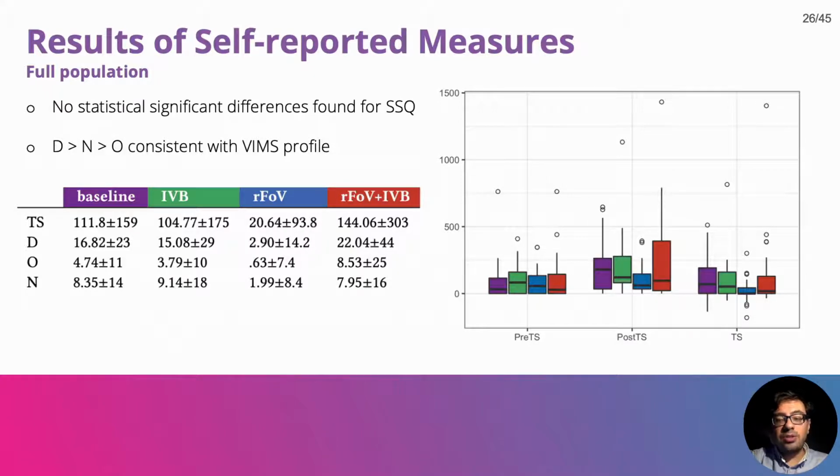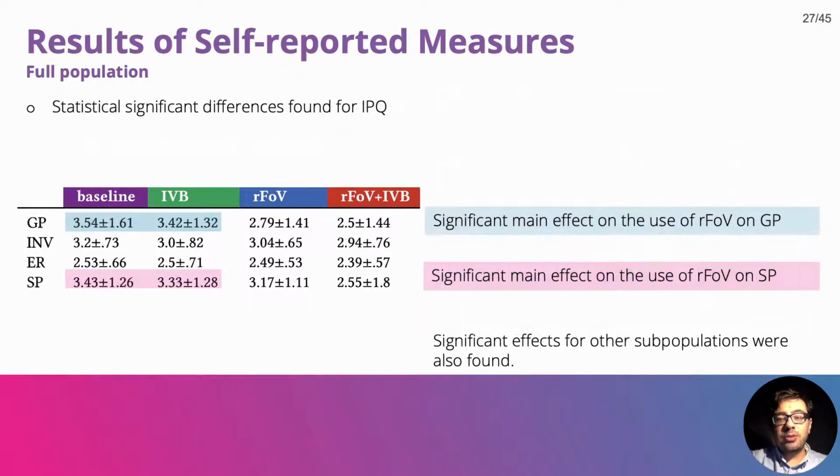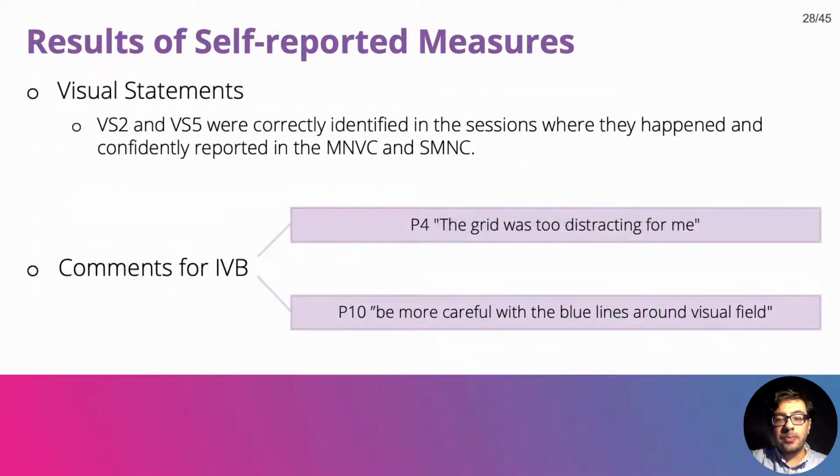From our conditions, using only a restricted field of view in blue seems to be the best alternative in reducing VIMS. In terms of presence, the results are expected since using VIMS prevention techniques introduces noticeable visual interferences. Conditions with restricted field of view were shown to have lower scores for general presence and spatial presence, as in a way these techniques are more aggressive and they hide more of the visual periphery.